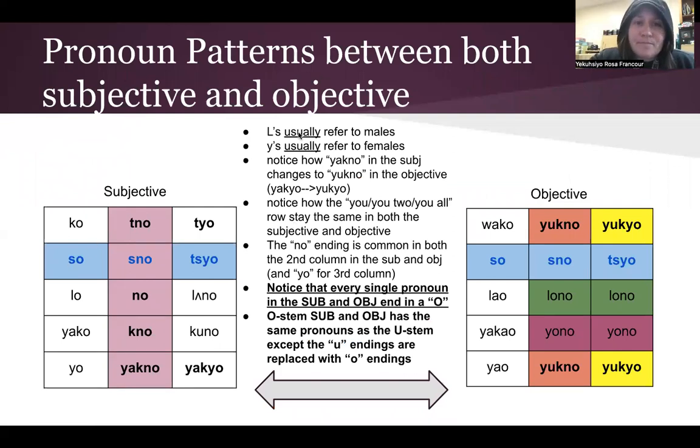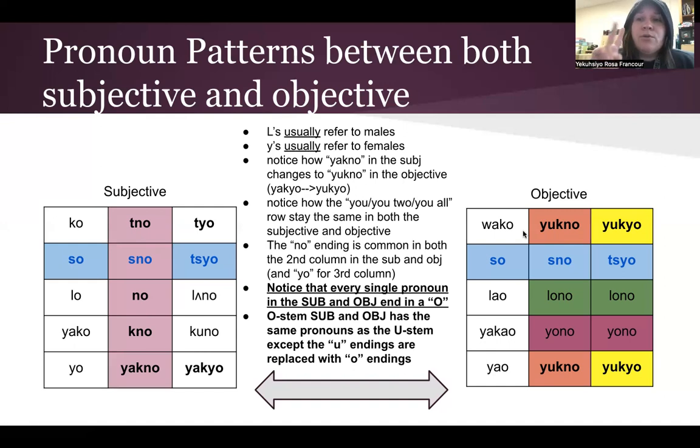We already talked about L's usually reference males, not the same pronoun, but still an L. Okay, for the first columns of the subjective and objective, lo, lao. Y's reference females, yago, yagao. Okay, similar but different. Notice how yugno in the subjective changes to a yuk, yungno in the objective. Remember, yak always changes to a yuk when it goes to the objective. Same spot, and then we know the top is the same, so that's helpful.